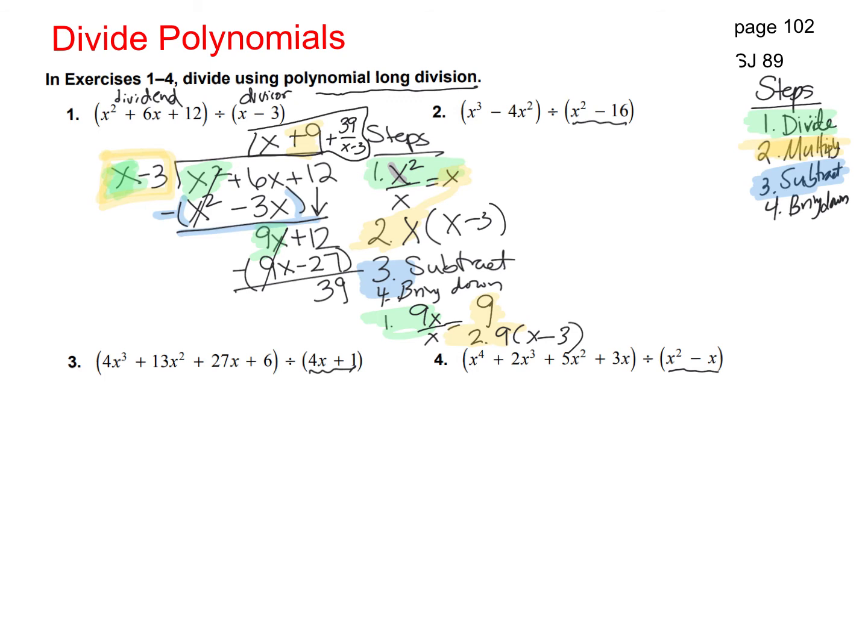For long division, for number 2 and number 4, you cannot use synthetic division because the divisor is a quadratic divisor, so you have to use long division.